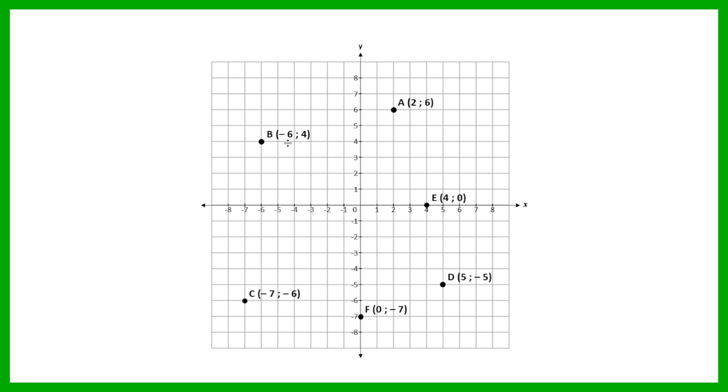It depends on the example that you're given. That is just what these particular points have been labeled in this example. Okay, so now you are going to practice working with points on the Cartesian plane.